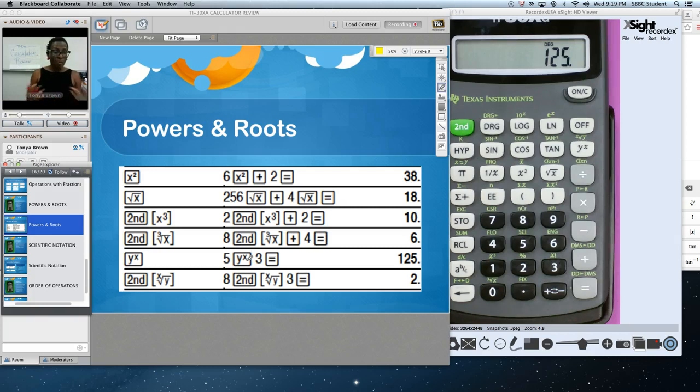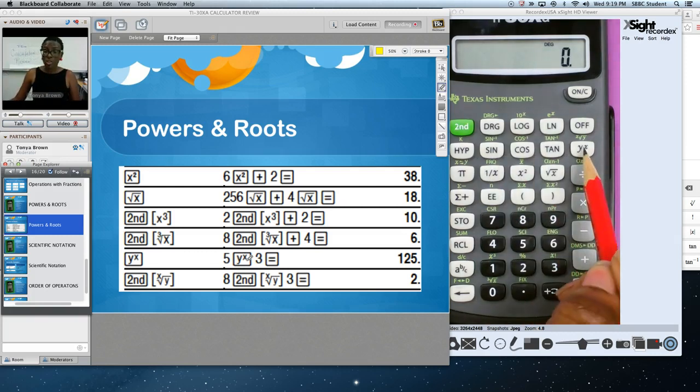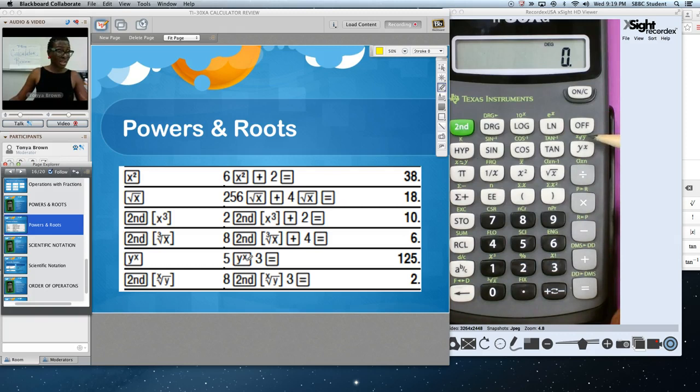All right, and we can do the same thing with the any root key. So let's find the any root key. Can you find it? Where do you see it? The any root key is right above the Y to the X key. So if we look right here, we see the any root key. So if you ask me to find the 3rd root of 8, which we know is 2, because 2 times 2 times 2 is 8, then we can use that key.